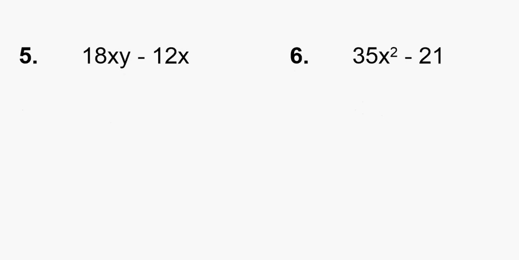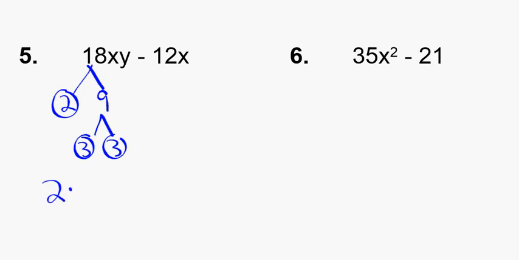We are factoring 18xy. So 18 can be factored between 2 and 9, where 2 is prime, and we need to factor 9 further, which is the same as 3 times 3. So let's write out our prime factorization. This is 2 times 3 times 3. Don't forget this is x times y, so I'm going to separate those as well.